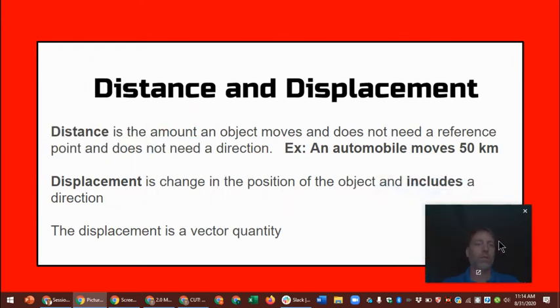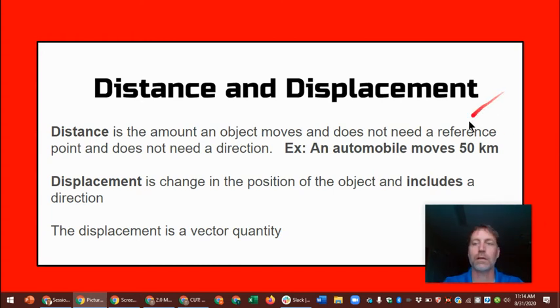Now we're going to talk about distance and displacement. Distance is the amount an object moves, and it doesn't need a reference point. For instance, you came to school one day and you traveled 10 miles to get here. That is a distance. It doesn't have a direction. We don't know if you traveled 10 miles southeast or from the northwest, or maybe you came from the east 60 miles. All a distance is, is the amount of space you traveled.